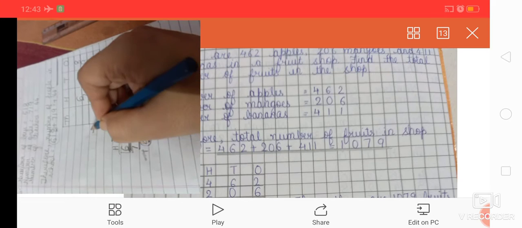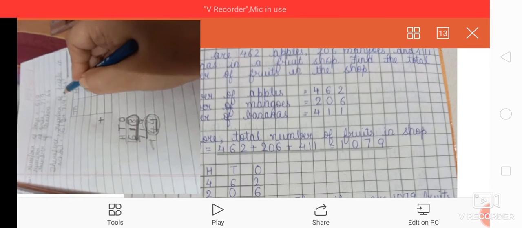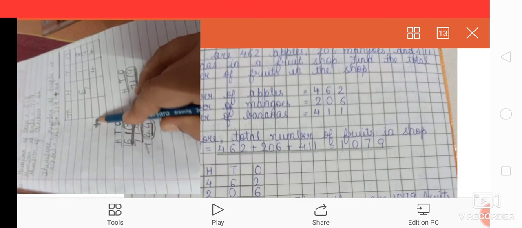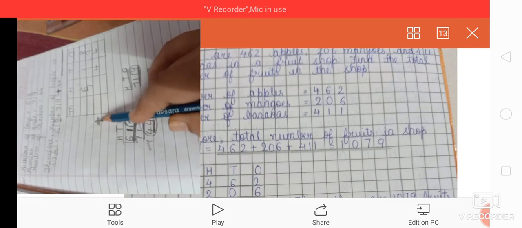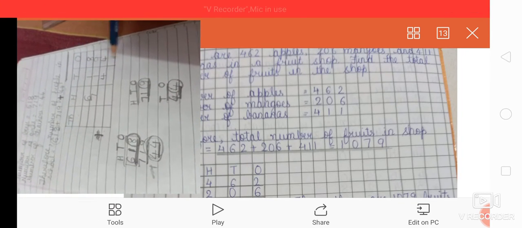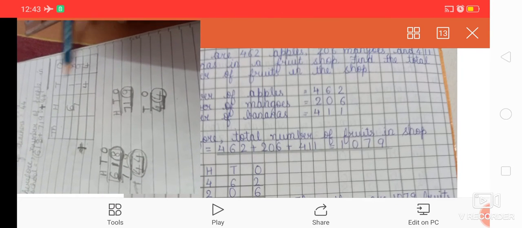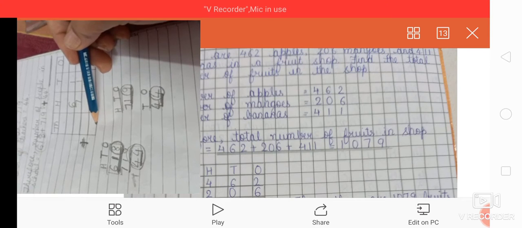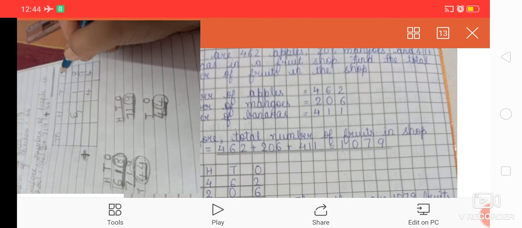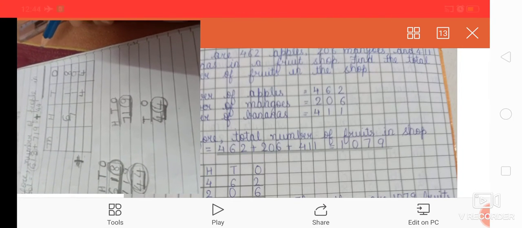Now don't forget to put the sign. Which is the sign? Addition sign. We have to add. We add vertically in the standing line form. Now what will we do? First we will add the numbers on the ones place.